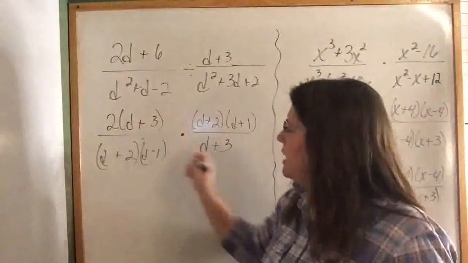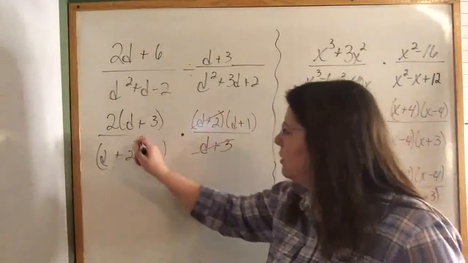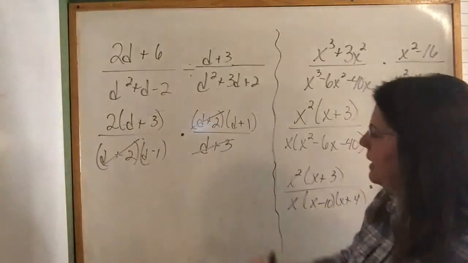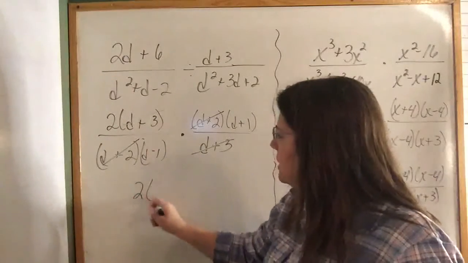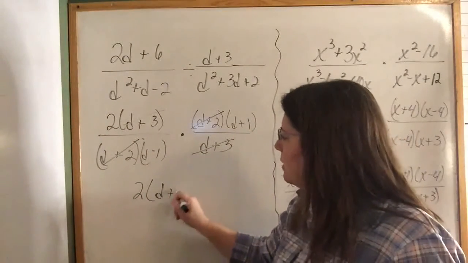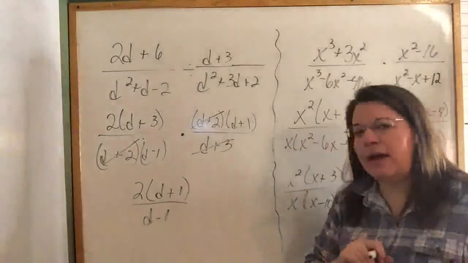So the d plus 3 will cancel. The d plus 2 will cancel. And it doesn't look like anything else is the same. So I've got the 2 times d plus 1 over d minus 1. That would be my final answer.